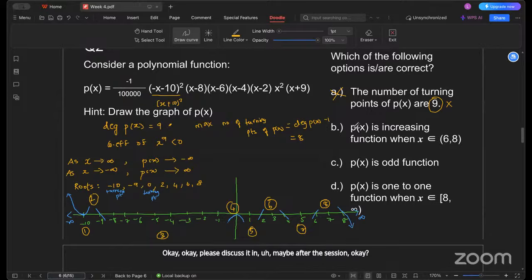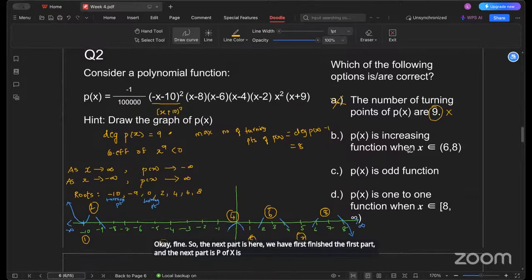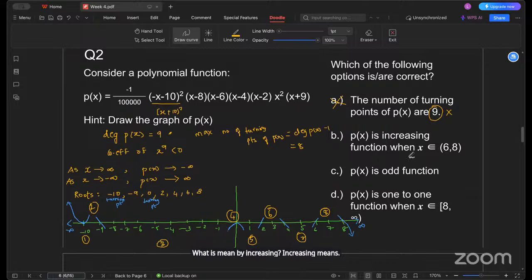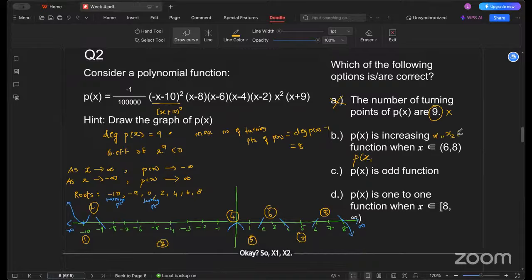Okay, fine. So the next part is here. We have finished the first part, and the next part is: p of x is an increasing function when x is in 6 to 8. What is meant by increasing? Increasing means for any two values x1 and x2 between 6 and 8, p of x1 should be strictly less than p of x2. So this is the definition of increasing, right?